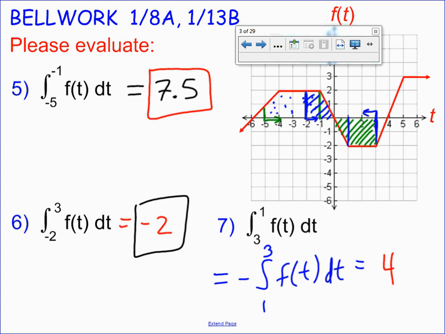So raise your hand if you already had positive 4. You have positive 4 for that? Good job, you guys. Way to go. What questions do you guys have on today's Bellwork?